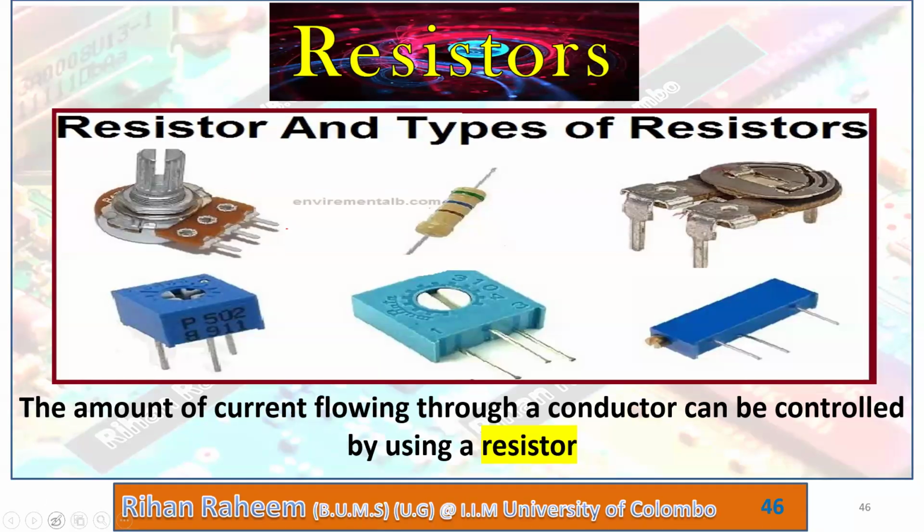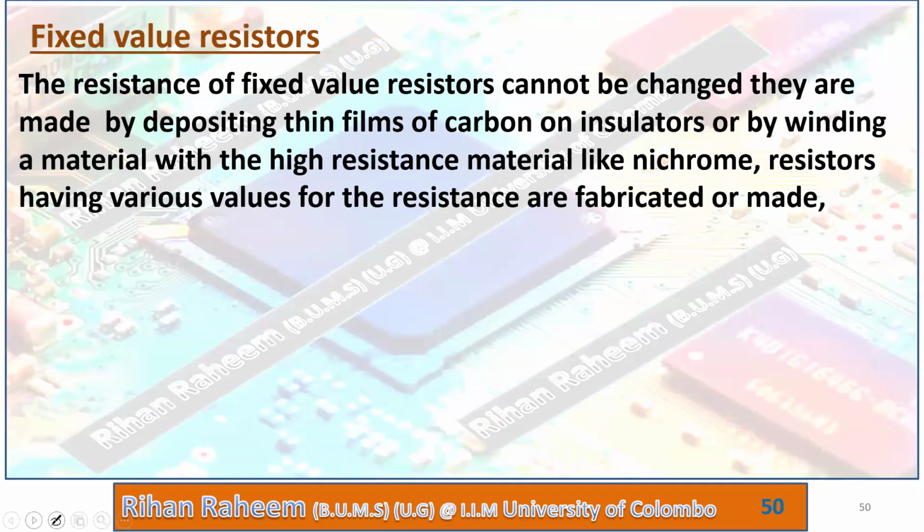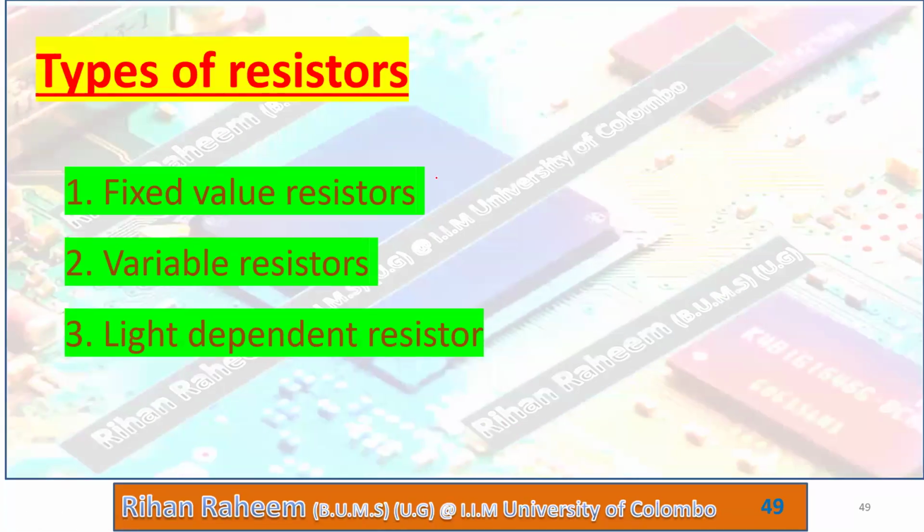Yes, sir. Okay. So today we are going to do the addition of resistors. Already in our theory classes we have completed the resistor part. So we are going to do some calculations related to resistors. So it will be going from the basics. So we know there are three types of resistors: fixed value resistors, variable resistors, and light dependent resistors.